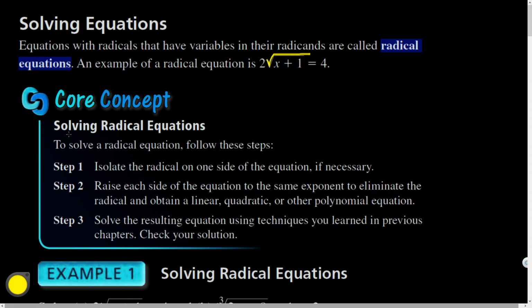So here it says solving radical equations. Step 1, isolate the radical. So get that square root by itself as much as possible on one side of the equation. And then square both sides in this case, right? Raise each side to the same exponent as the index of the radical. That makes sense. And then solve the resulting equation using other techniques.